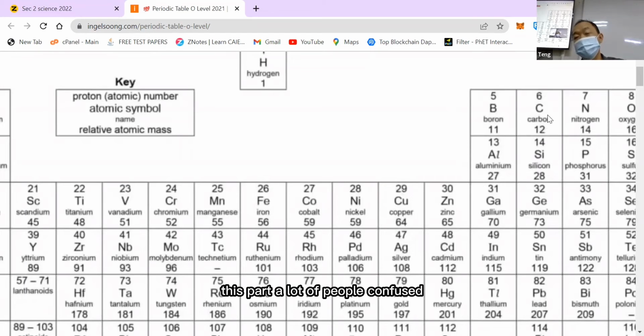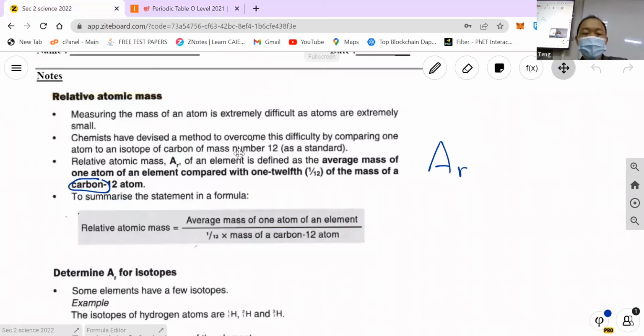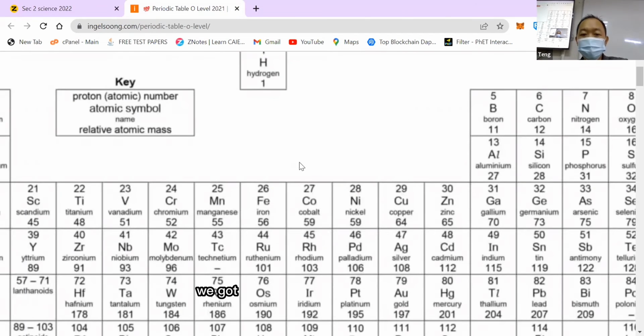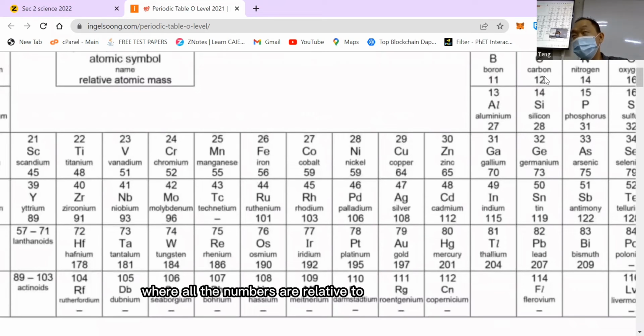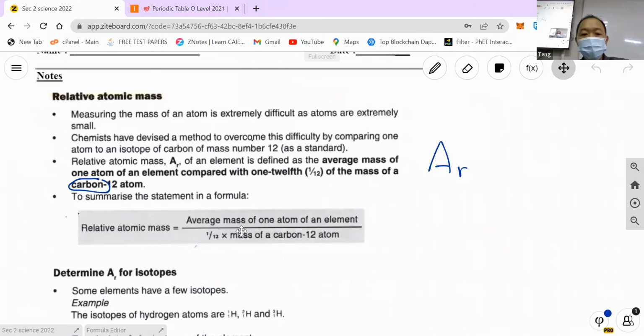This part a lot of people confused. They're like, what? Why must cut into 12? Okay, they cut so that it's convenient. If not, you're going to get decimal. All of them will be decimal. So they say, no, we don't have decimal. 1/12 of a carbon atom, so chop into 12. Okay? So because of that, we got this nicely arranged periodic table where all the numbers are relative to 1/12 of a carbon atom. So that's called the AR.